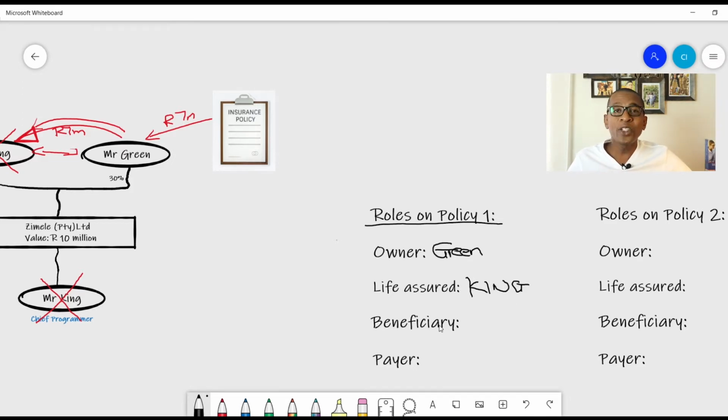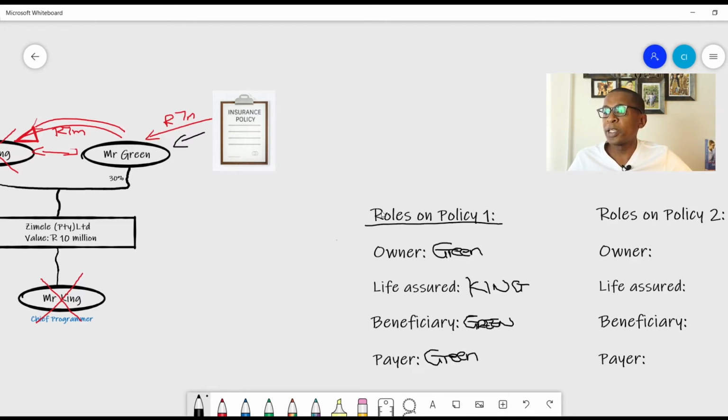And then the beneficiary, the person that actually needs the funds to come to him, is going to be Mr. Green, because he is the person that needs to approach the executor of Mr. King in order to buy those 7 million shareholding and then fully own Zimele company. And then obviously the payer of the policy is again going to be Mr. Green.